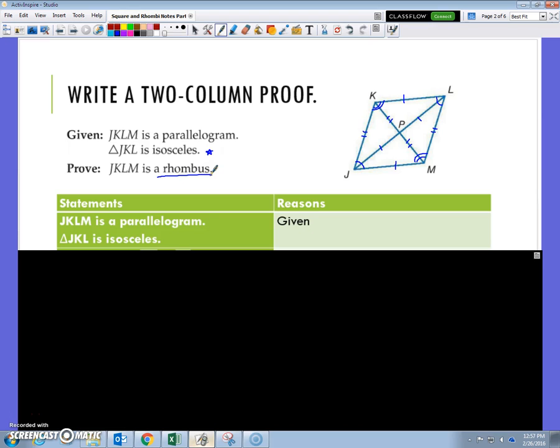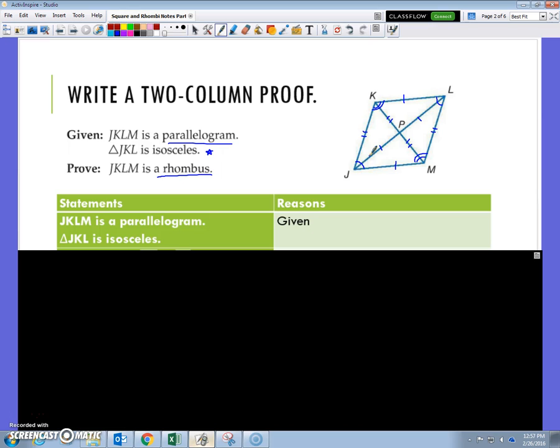Start out with the given information, of course, and what I did on my diagram is I just labeled everything that I know about JKLM being a parallelogram. I know that the opposite sides are congruent. I know that the diagonals are being bisected. I know those are congruent. I know opposite angles are congruent. Okay, and so I just labeled my diagram so I had a sense of what I'm dealing with here.